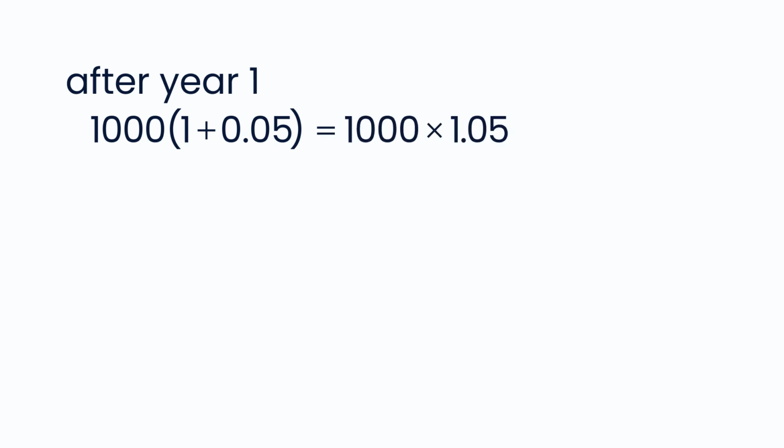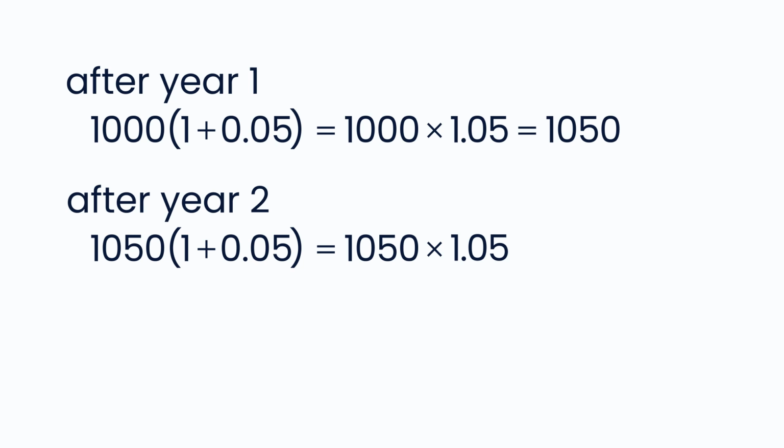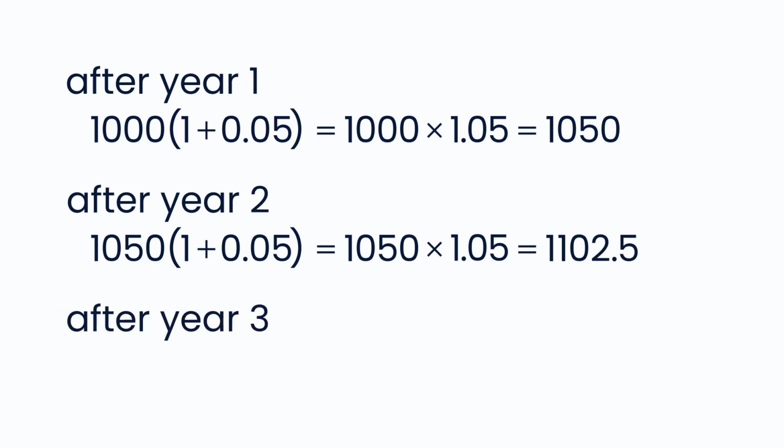1,000 times the quantity 1 plus 0.05, which is 1,000 times 1.05, which equals 1,050. Now you have to find the balance in the account after year 2. In this case, the initial amount is the final amount from year 1. This gives you 1,050 times the quantity 1 plus 0.05, which is 1,050 times 1.05, which equals 1,102.5.